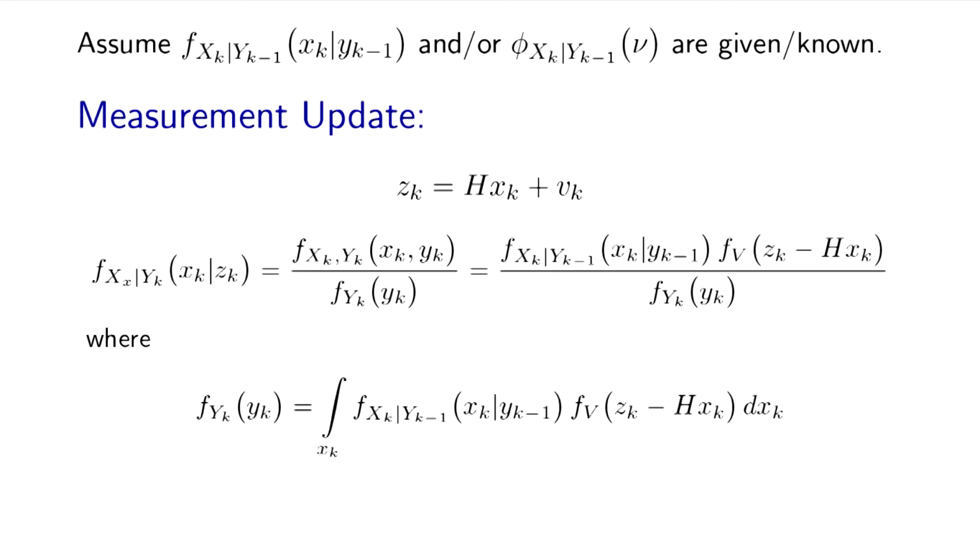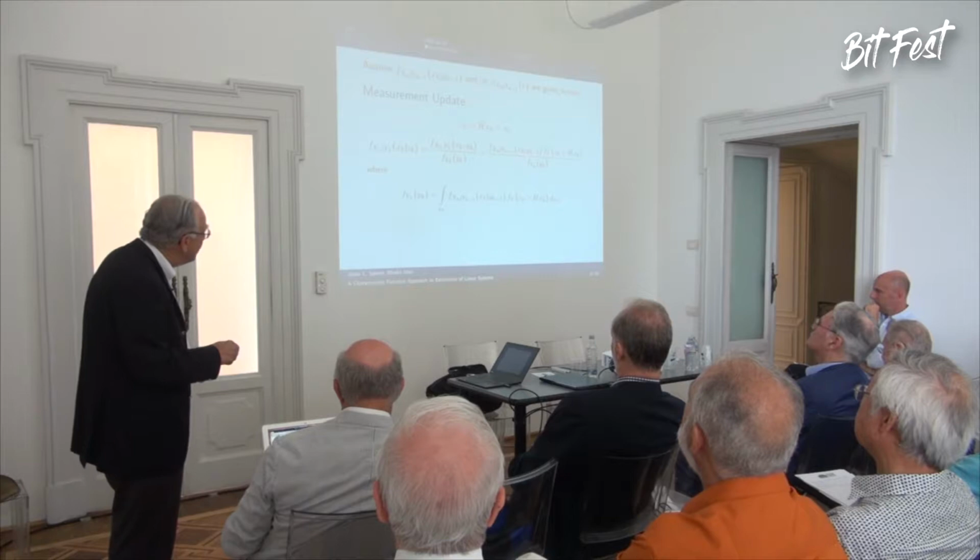And this joint density function can also be written as the density function of x of k given y of k minus 1 times the density function of z of k given x of k. So it can be rewritten in this form or in this form. This is the form we're going to use. This is the form, just want to make the point that this is what we will be generating.